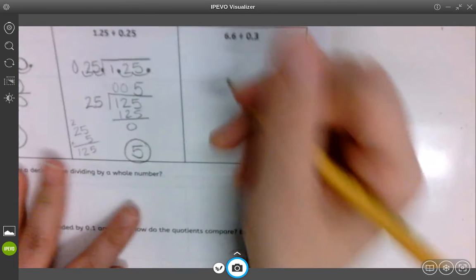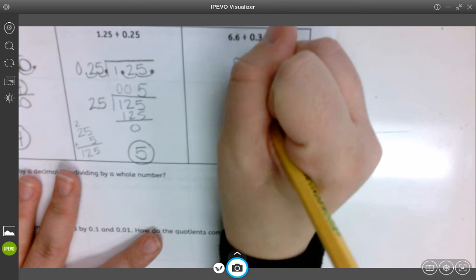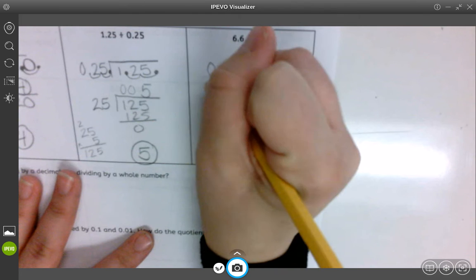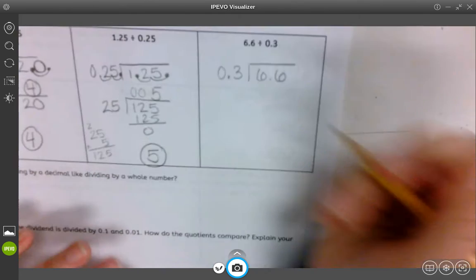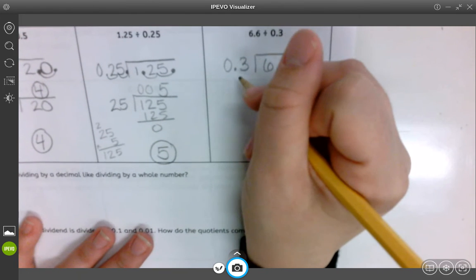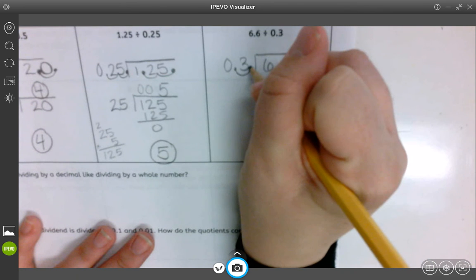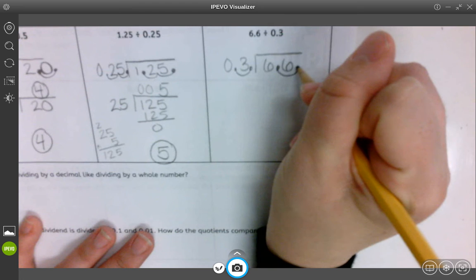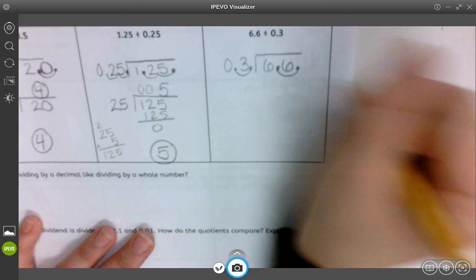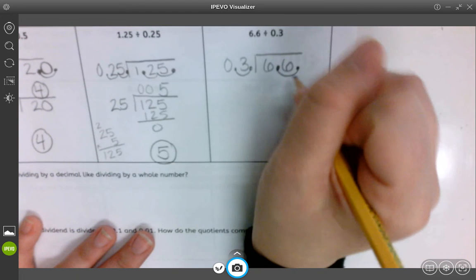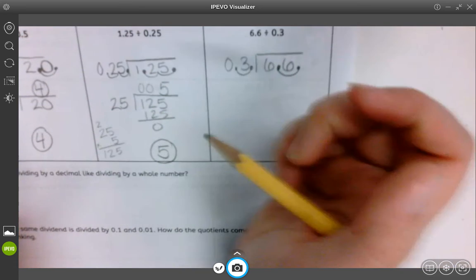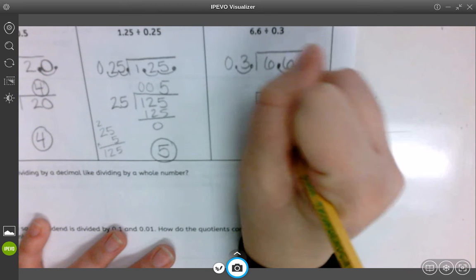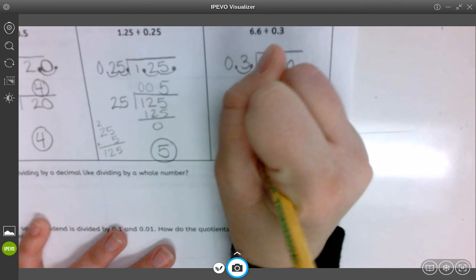Okay, moving on over here. I have 6.6 or 6 6/10 divided by 3/10. I need to get that decimal to the end, so I'm going to move it one time over. Now, it's not always going to end at the end of the number here. It just happened to for these 3 problems. So I have 66 divided by 3.